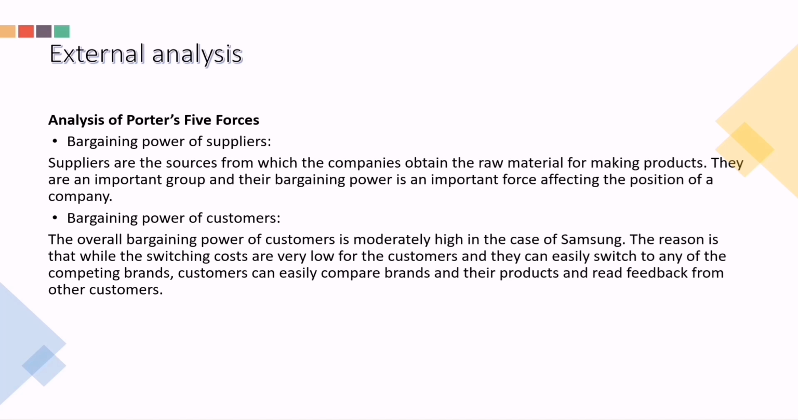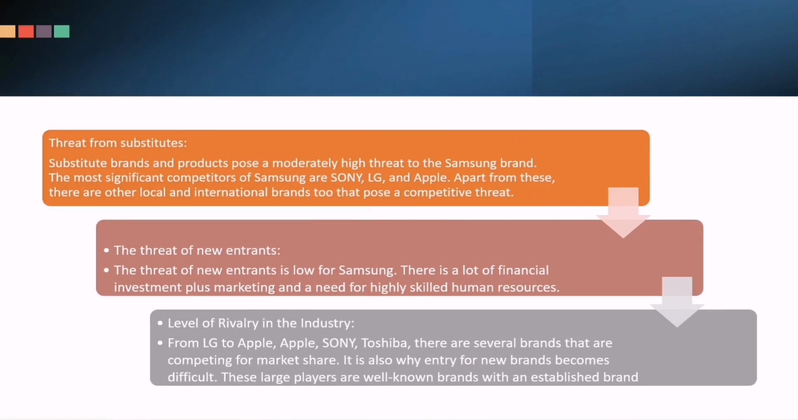The reason is that while the switching costs are very low for the customers and they can easily switch to any of the competing brands, customers can easily compare brands and their products and read feedback from other customers. Threat of substitutes. Substitute brands and products pose a moderately high threat to the Samsung brand. The most significant competitors of Samsung are Sony, LG, and Apple. Apart from this, there are other local and international brands too that pose a competitive threat.